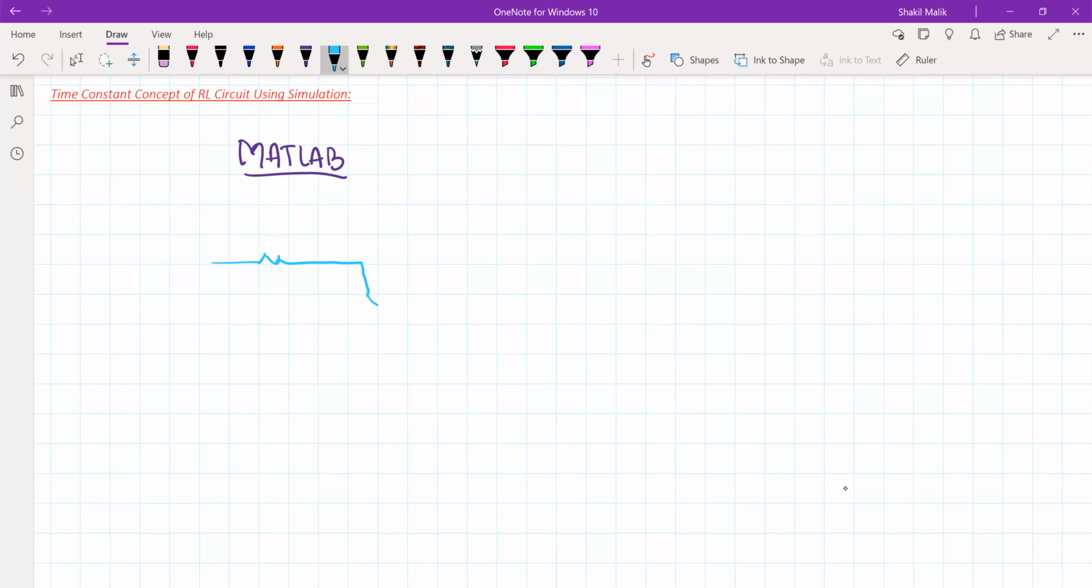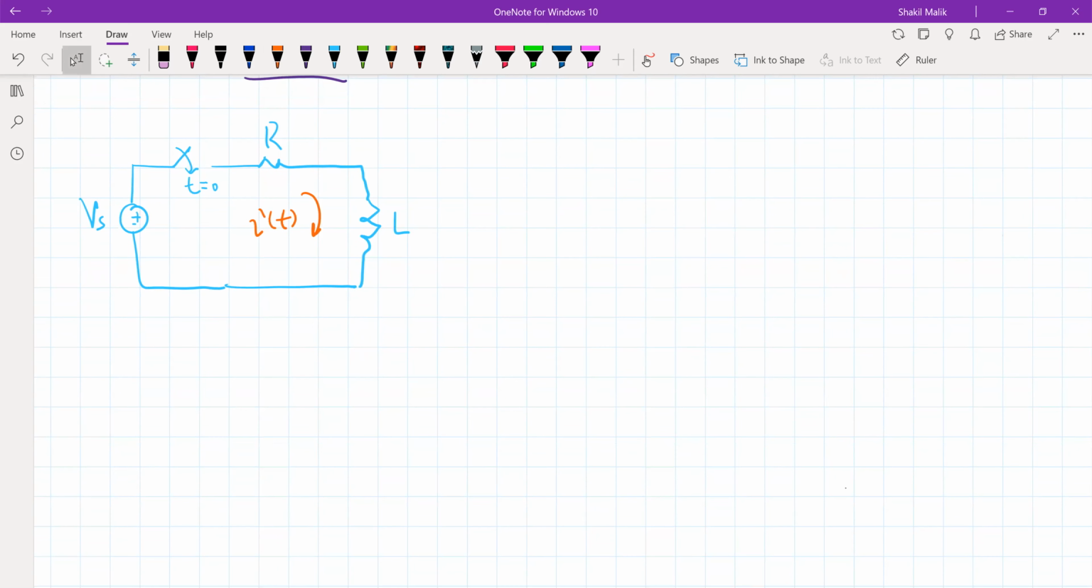We have a network. In this network, we have R and L, and to this network, we apply a source Vs, which is connected at t equal to 0. Our goal is to see the behavior of this inductor current, the current that flows in the circuit. We saw in the previous sessions, i(t) is simply Vs by R times (1 minus e to the power of minus t by tau). Now tau is the time constant, and for an RL network, it is given by L by R and has the units of seconds.